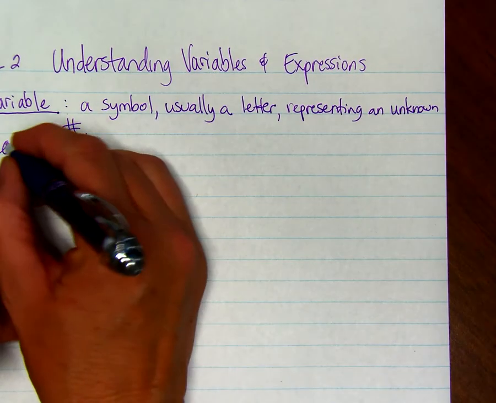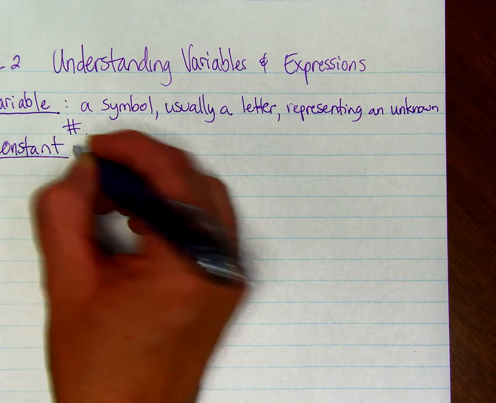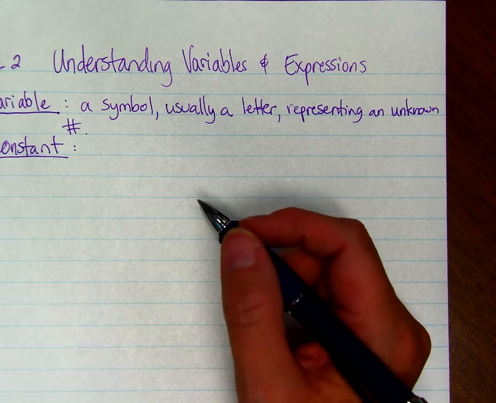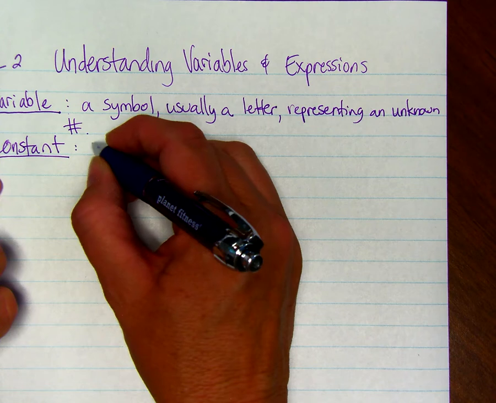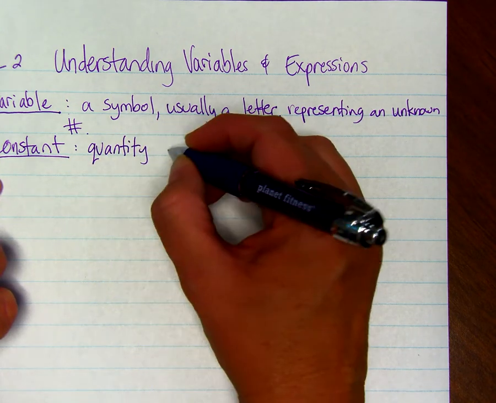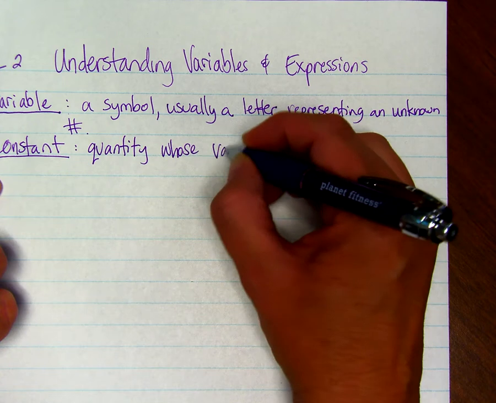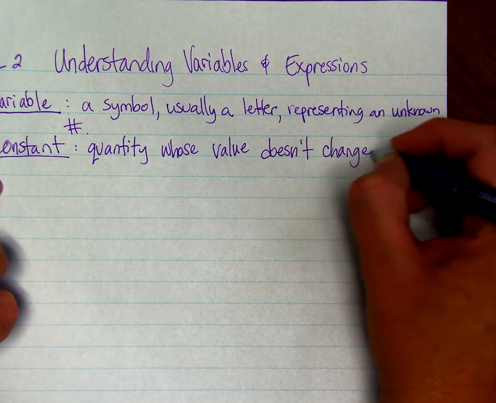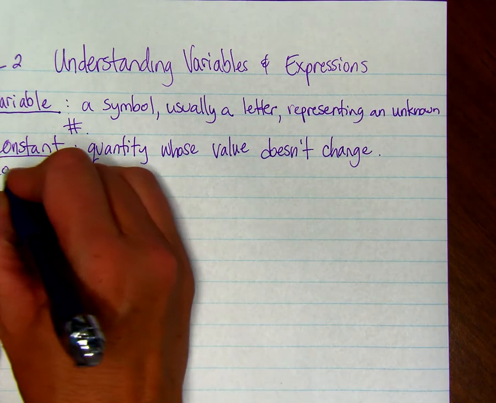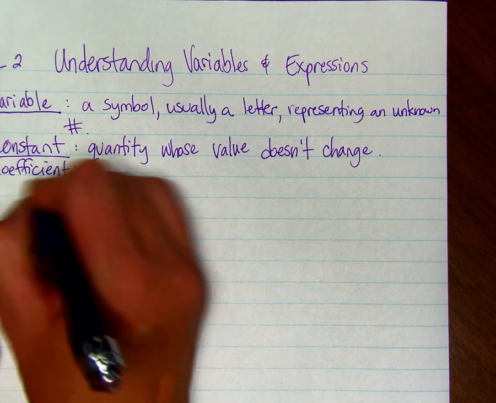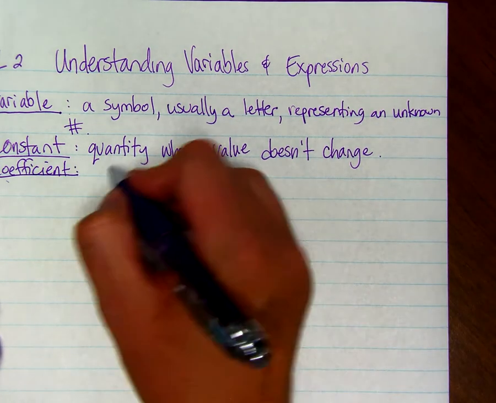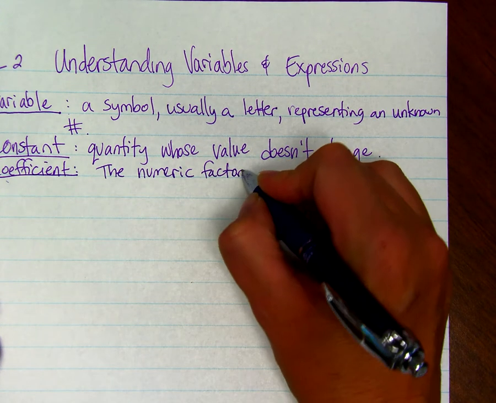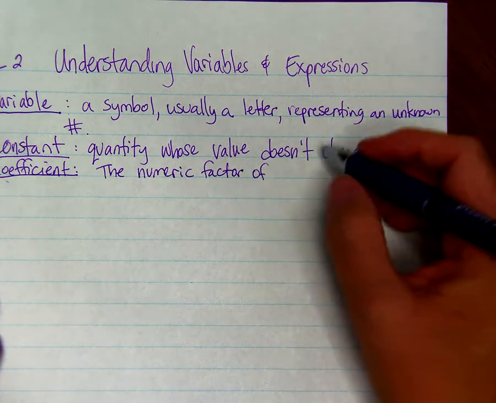A constant is a quantity, which means an amount, whose value doesn't change. It's constantly the same number. And a coefficient is the numeric factor of a product which includes a variable.